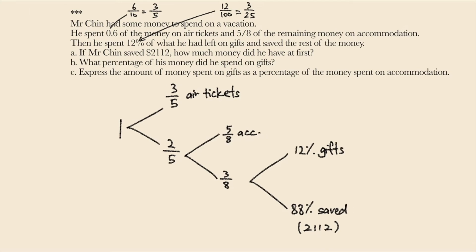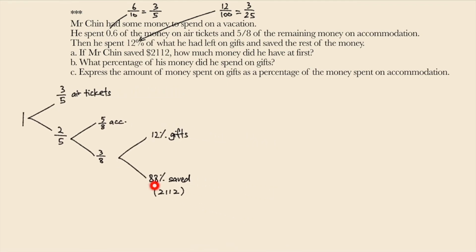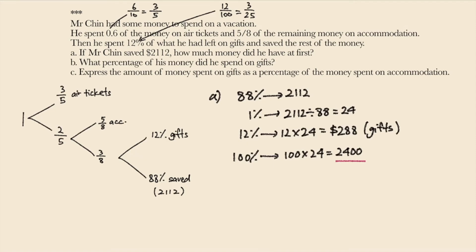So how much money did he have at first? Well, we can go from branch to branch to branch. Yeah, the slow method. 88% is 2112. 1% is 24. 12% is 288 on gifts. 100% is 2400. Well, what do we do with the 100%, which constitutes this branch right here? Which means 2400 can be written right here. So new equation.